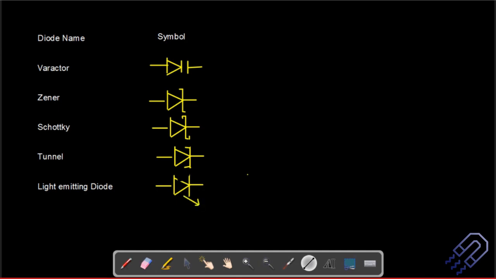Okay, so the light is getting emitted. So this is a light emitting diode. On the other hand, if you consider something like a photodiode, you will have a symbol where the arrow goes in, because light falls on it and the diode starts operating.